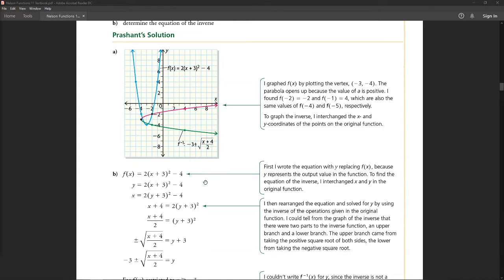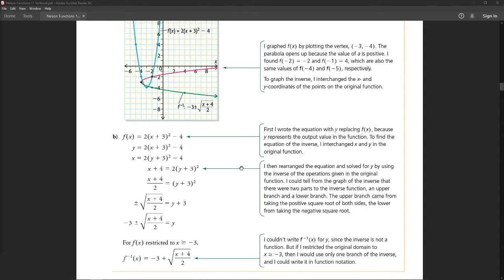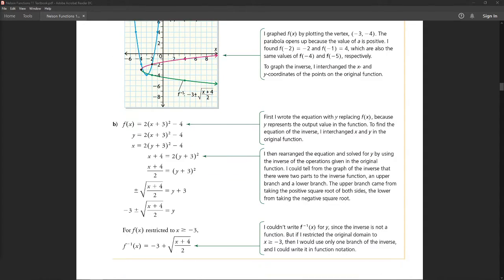Oh, interesting. See what he did here. It's not good enough that you just swap the x and the y. You actually have to... Wait, no, okay, you know what? Let's just read through this.